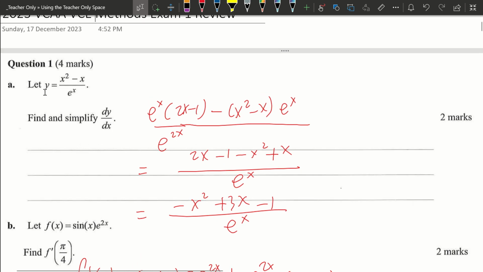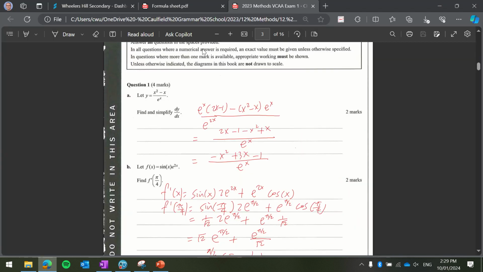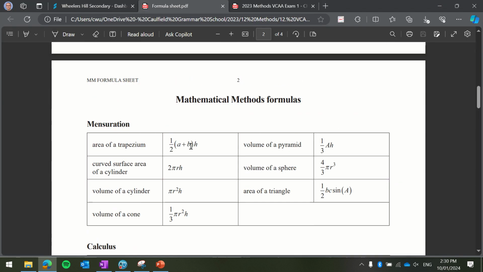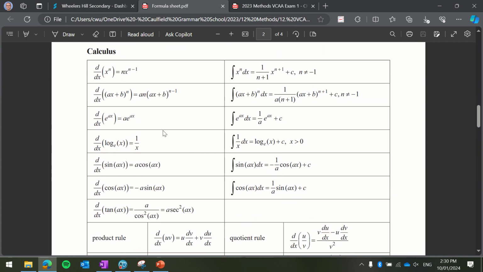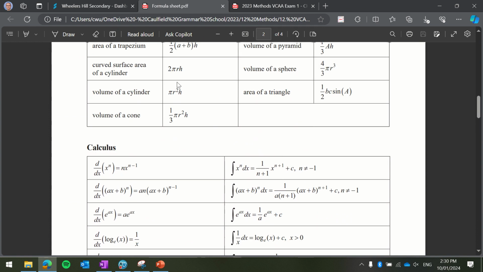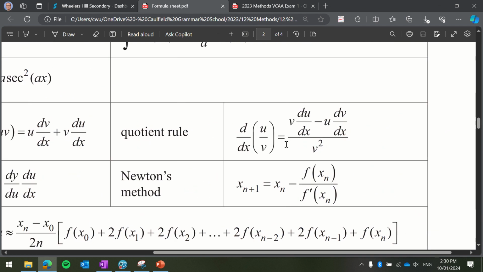So question 1 is a function y equals x squared minus x all over e to the power of x. The question says find and simplify dy dx. So you need to differentiate this function. This is a classic quotient rule question. So if you use the formula sheet given to you in the exam, you are looking at this one here, quotient rule.